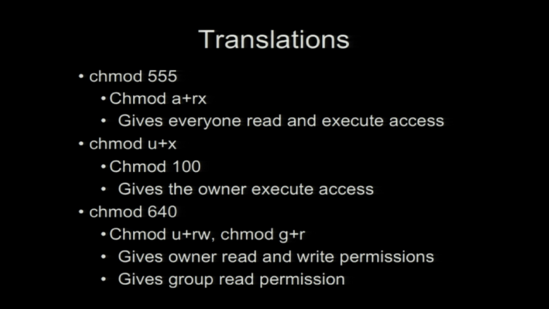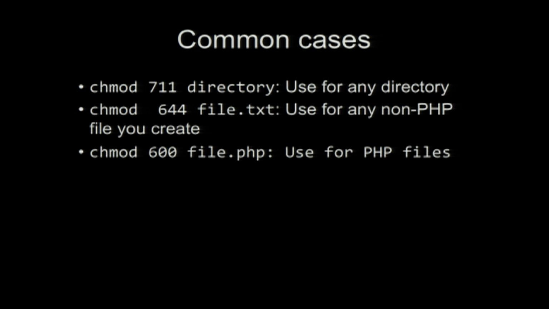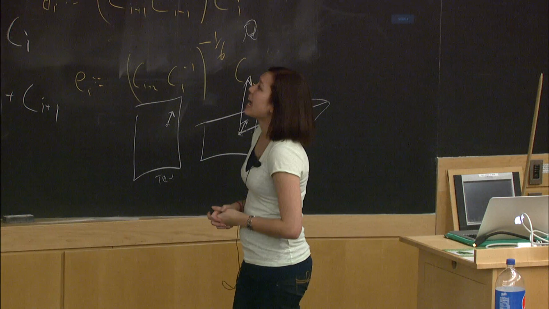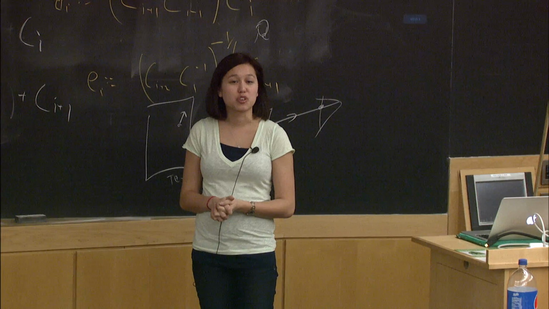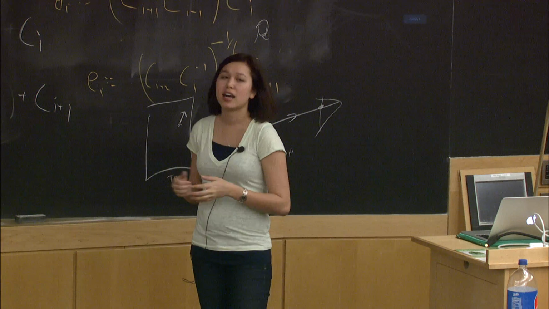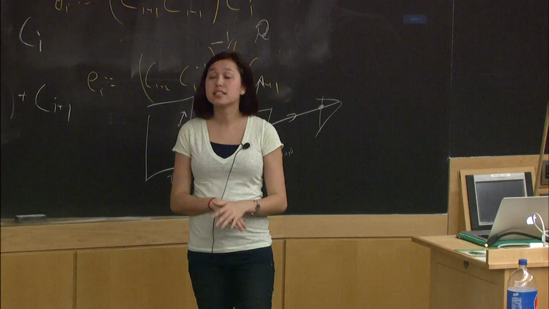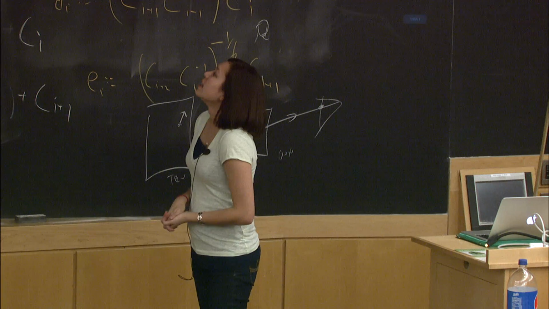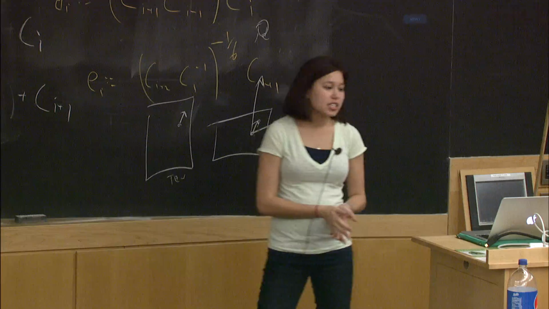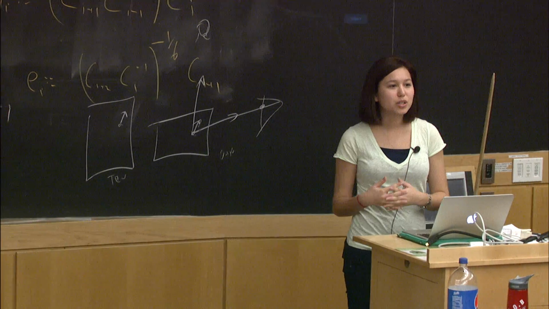Cool. So that's all we just went through. On this next one, it's just common cases that you want to keep in mind for your problem set. These are typically the permissions that we like you to use. So for 711, that gives, of course, user all permissions, which tends to make sense. And then it's executable by the group and the world, which makes sense if you have some directory, you want to be able to traverse into it. People need access. For any non-PHP file, you're going to use 644, which would do what?